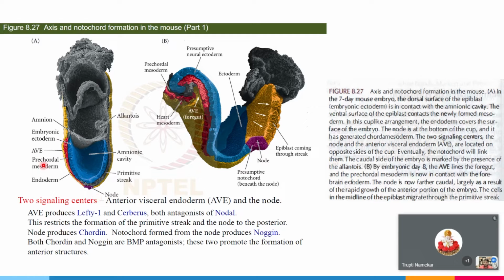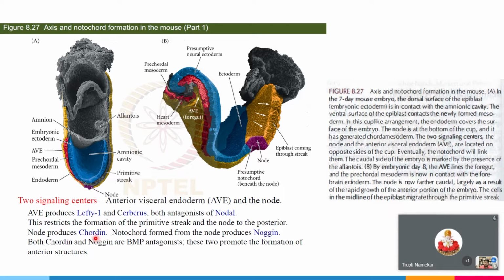Both of these are important signaling centers for the development of the mouse embryo or any mammalian embryo. The AVE produces Lefty1 and Cerberus, both antagonists of Nodal. This restricts the formation of the primitive streak and node to the posterior. In order to maintain the correct positioning of the primitive streak so that it does not extend too far towards the posterior, the AVE releases these signaling molecules, Lefty1 and Cerberus, which prevent the progression of the primitive streak towards the posterior end.